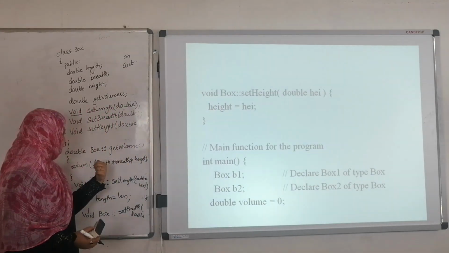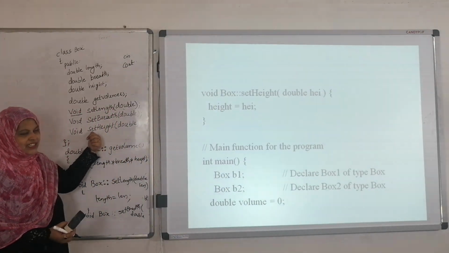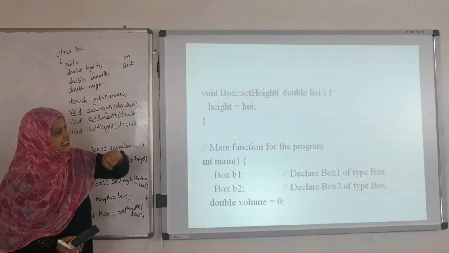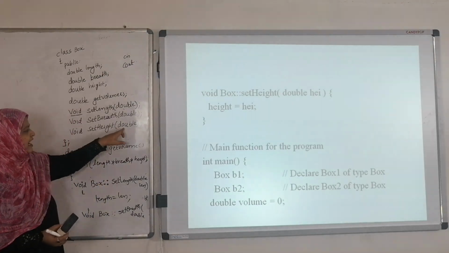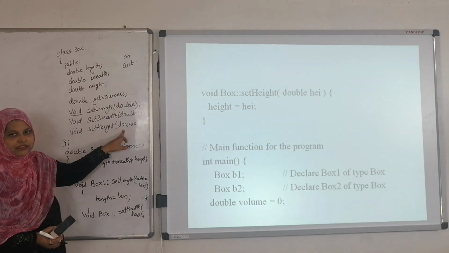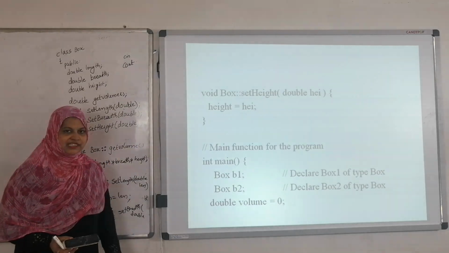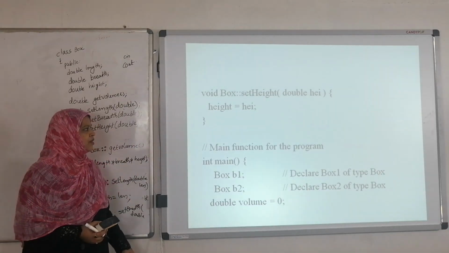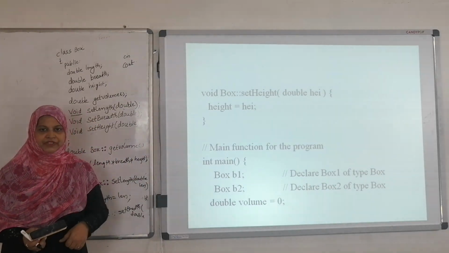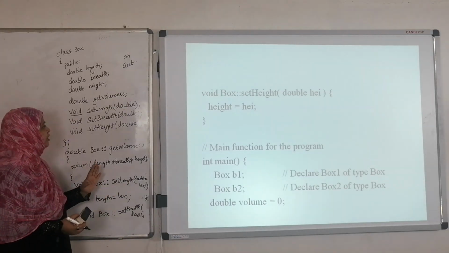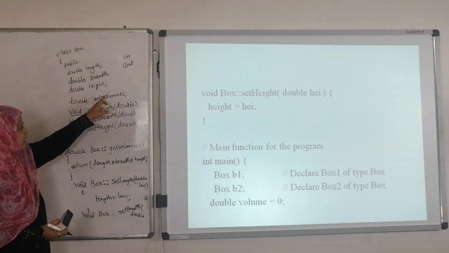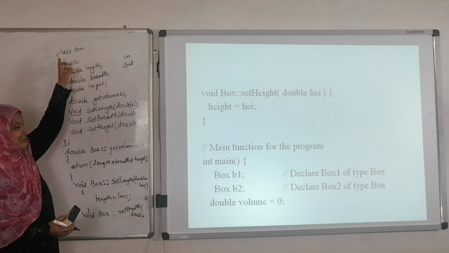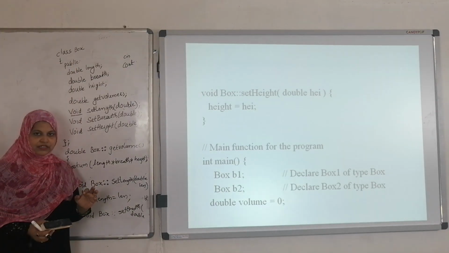What is the class name? Box. Then what is the function name? Set height is the function name. Next we have to pass one parameter, double HEI is the variable name. So height equals HEI. Right? With this we have defined all these member functions which are declared within the class box.